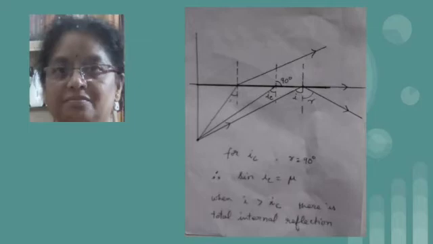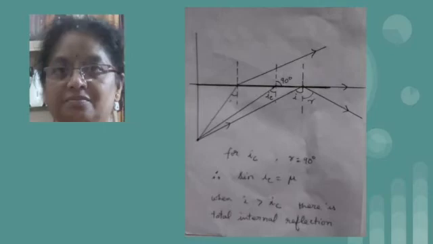With increase in angle of incidence, the angle of refraction is increased furthermore, and for a particular angle of incidence, the angle of refraction becomes pi by 2, that is 90 degree, which means the refracted ray goes along the interface of the two mediums, that is grazing the interface. This angle of incidence is known as critical angle.